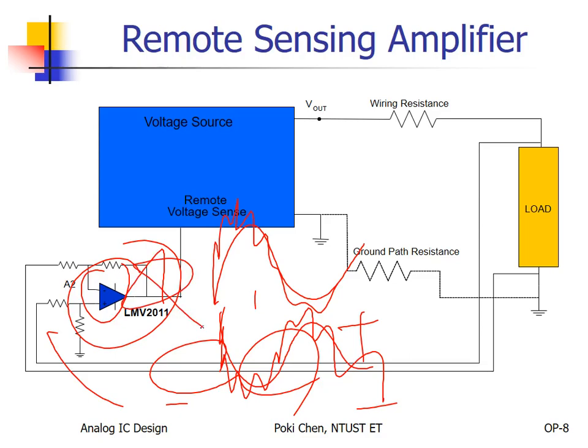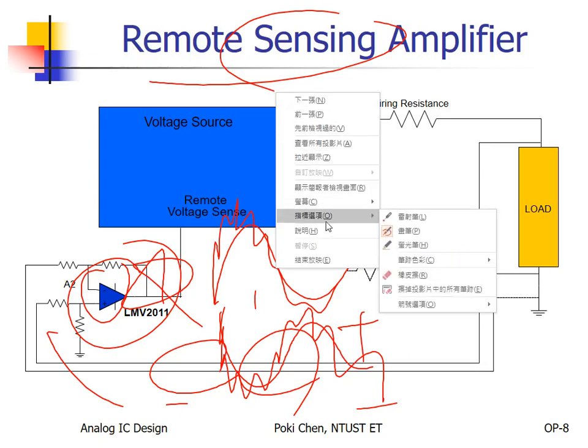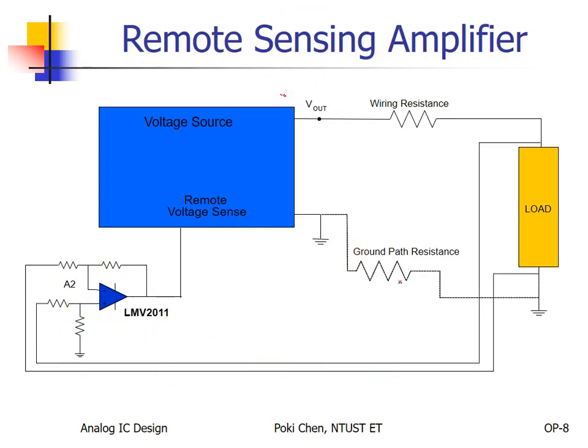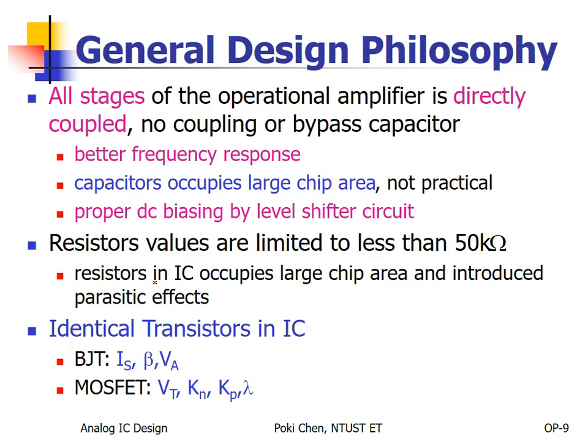Then you can get a clean output, with very good quality. So for remote sensing, we need differential signals, and to amplify the difference, we need the help of an op-amp. Anyway, op-amp is almost everywhere.